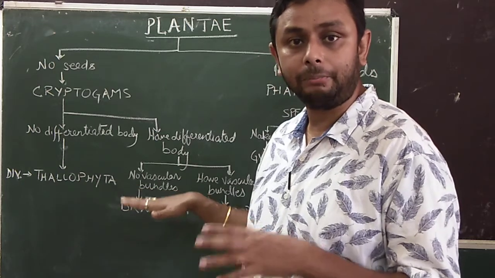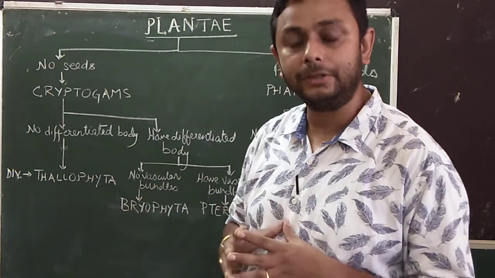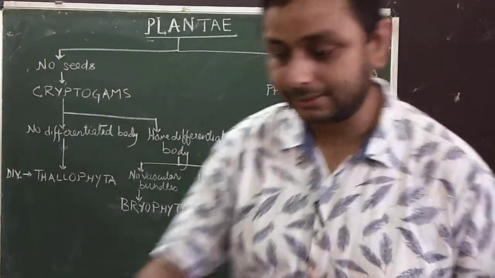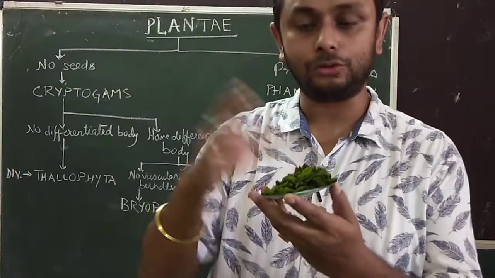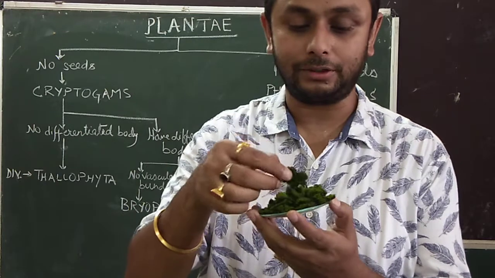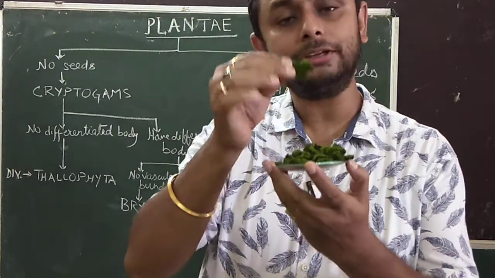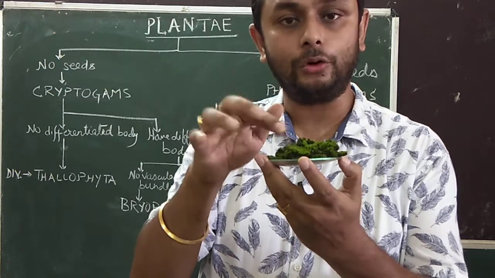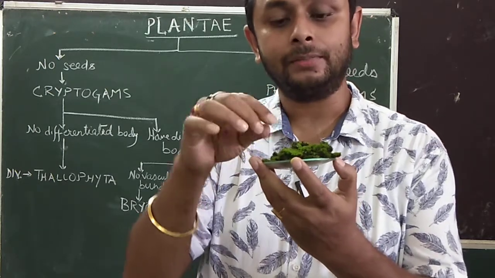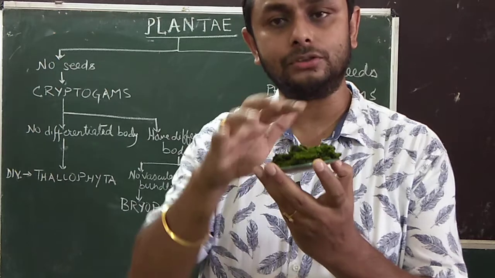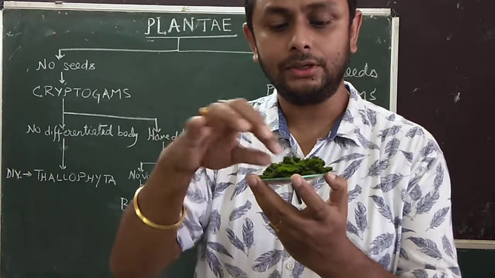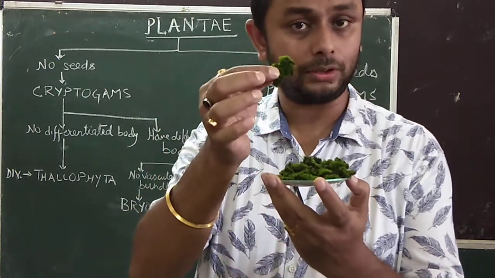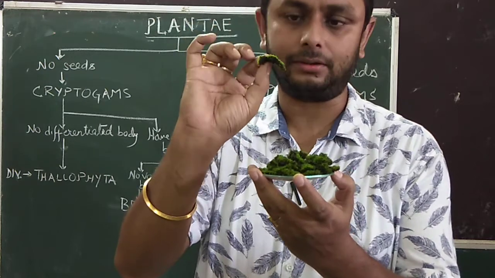Bryophytes are also called amphibians of plant kingdom. The best example of bryophytes during the monsoon period, now it's monsoon going on in my place, is moss. This is called moss. It is Funaria. You will commonly find this moss growing in your surroundings on the walls. If you have a very closer look at that moss, these are carpet like plants.